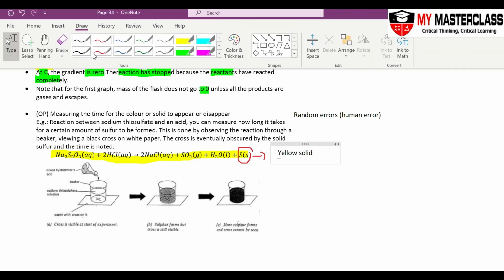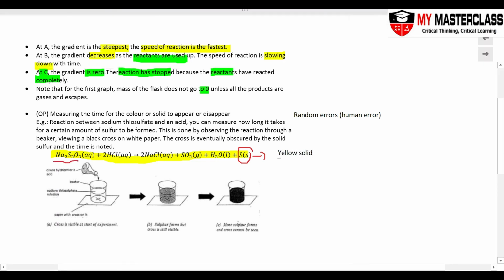At the start, I have, for example, sodium thiosulfate, which is a colorless solution. HCl is also a colorless solution. It gives me a salt, which is colorless. SO2 gas escapes, and then water, which is colorless, and the yellow solid.